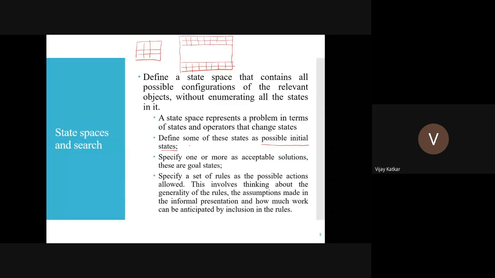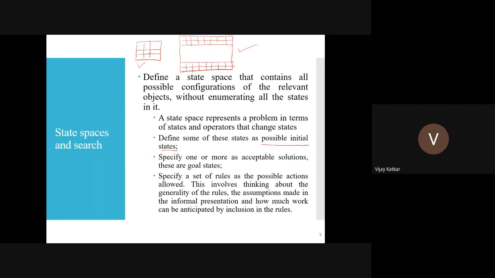No. So we have to define some states which can be considered as possible initial states. For tic-tac-toe and chess, there is only one possible initial state, but for some situations it might be different. Then we have to specify one or more acceptable solutions. In tic-tac-toe there can be many acceptable solutions because there are many ways to win. Similarly, there are many ways to win in chess. Then you specify the rules as the actions that are allowed.